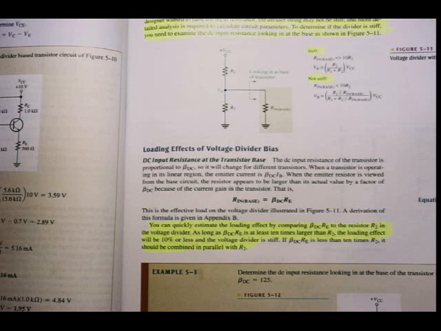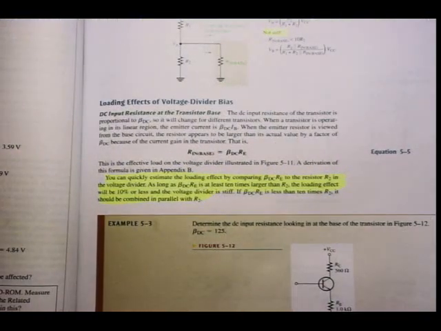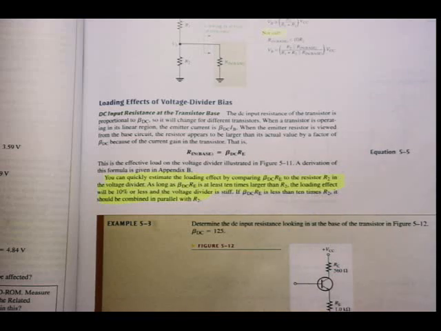You can see the one is stiff. How do I check if the voltage divider circuit is stiff? R in base must be equal or larger than 10 times R2. So what should I go and do? I must go and calculate R in at the base. How do I calculate R in at the base? Just a bit lower, there is equation 5.5. R in at the base is equal to beta DC times RE, equation 5.5.